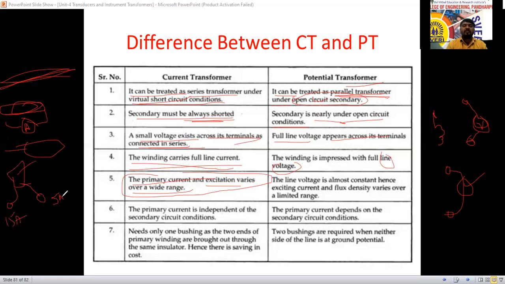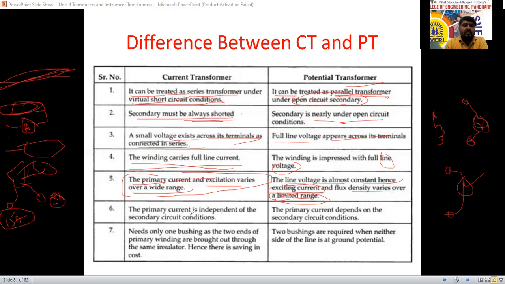The current is variable with respect to the load, but the voltage we are maintaining is constant here. Check anyone's home, the voltage stays constant, but the current is not constant over there because it depends on the load. So the line voltage is almost constant. Hence, exciting current and flux density vary over a limited range here. Line voltage is constant, but the excitation current and flux density vary only over a limited range.